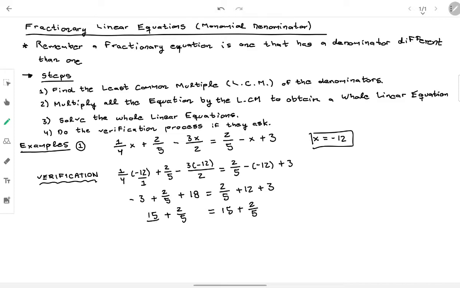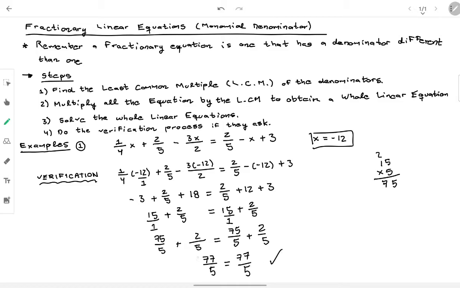We will make it over 5. So it's going to be 15 times 5. It's going to be 75. So we can say 77 over 5 equals 77 over 5. So the verification process is complete.